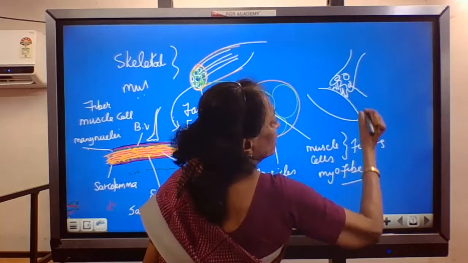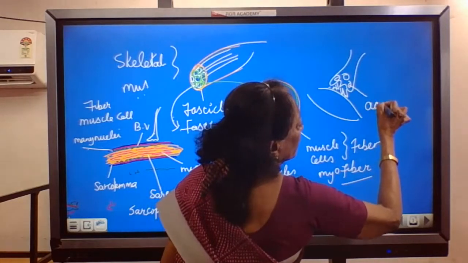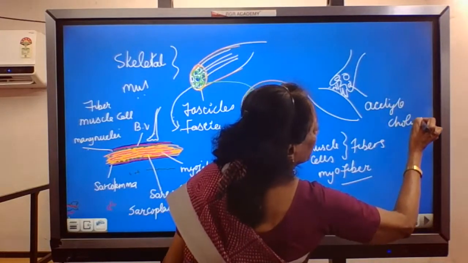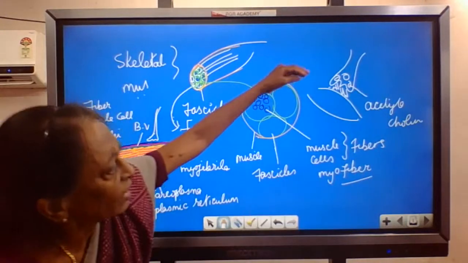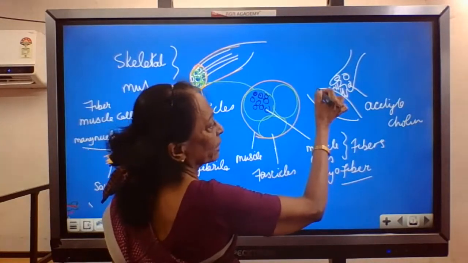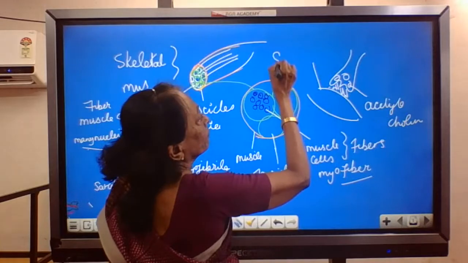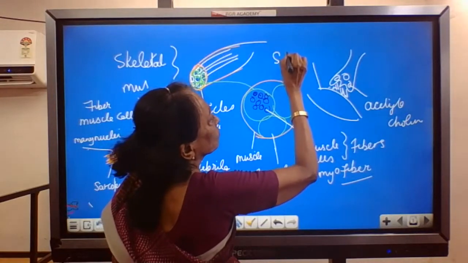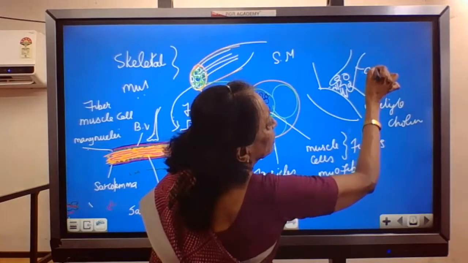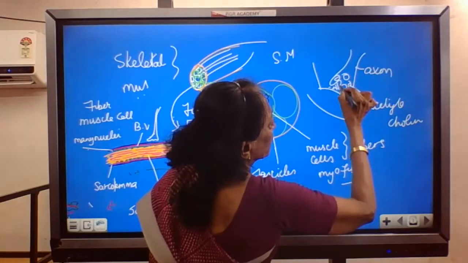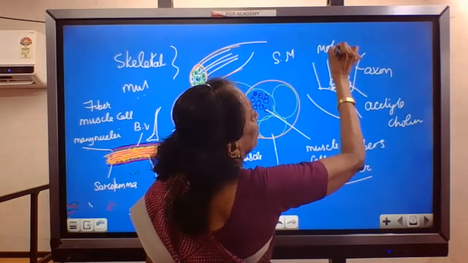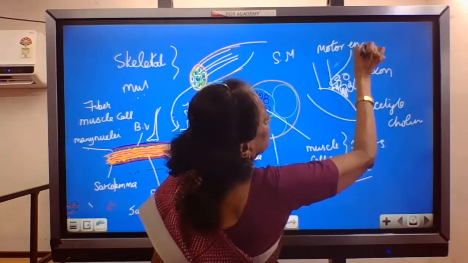This is the acetylcholine. Acetylcholine will be liberated by these vesicles. Acetylcholine is filled here, and through that it passes and touches the plasma membrane. This is the sarcolemma, the protoplasm of the muscle fiber. This is the axon, and this place is the motor end plate.